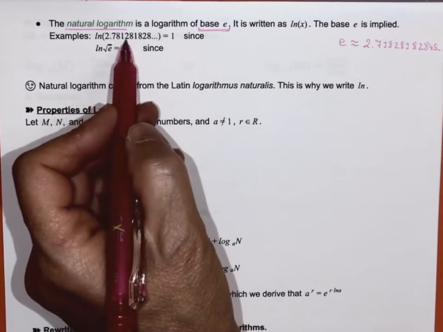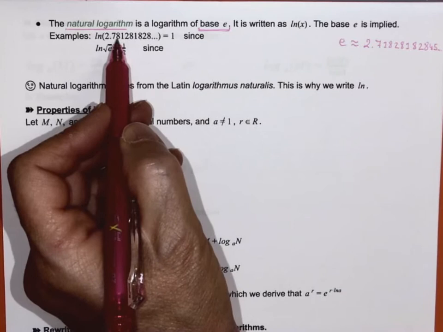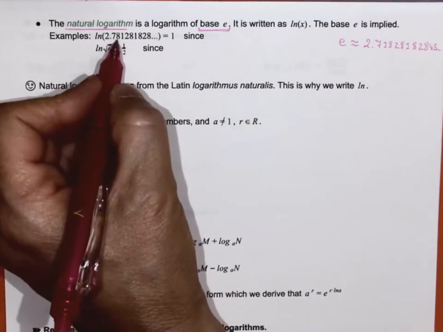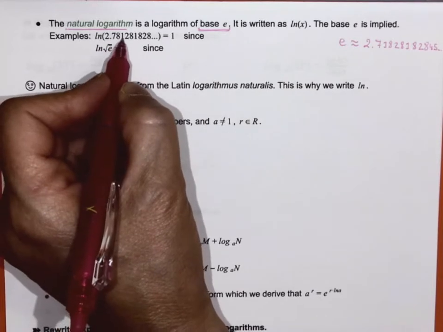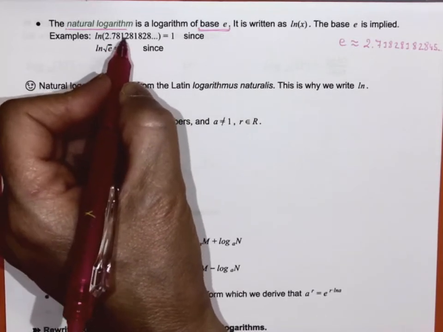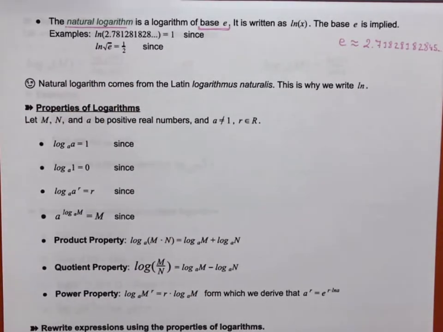Oh, I have a typo. I'm going to fix it on your papers, guys. I'm going to fix it for you, but I have a typo. You see how I have a typo here? This should be 1828, not 8128. As I was reading that, I thought, something sounds weird here. Okay, I'll fix it on your paper.